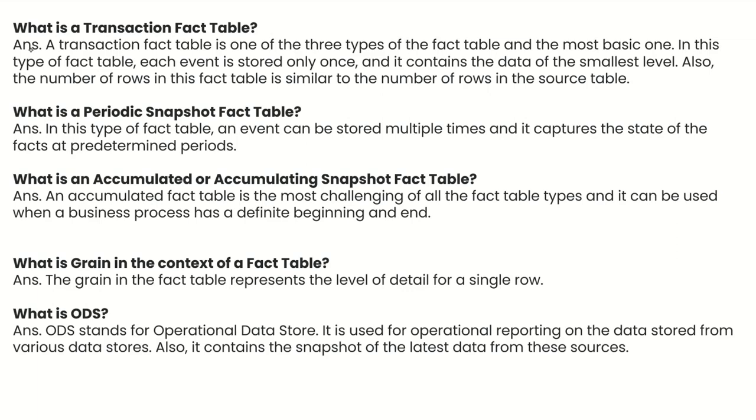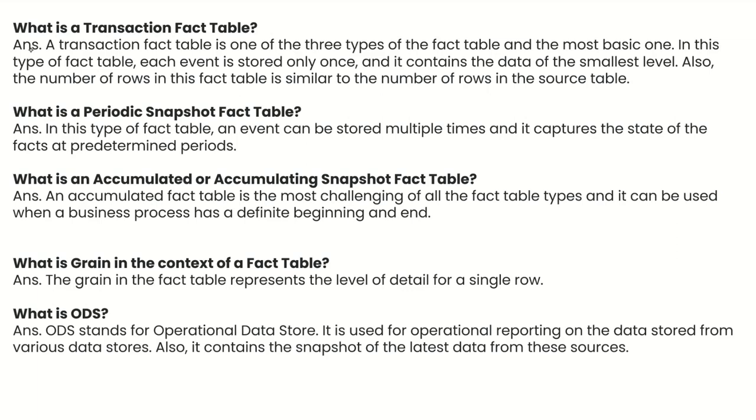And second one is, what is a periodic snapshot fact table? In this type of fact table, an event can be stored multiple times and it captures the state of the facts at predetermined periods. Okay, so next one is, what is an accumulating snapshot fact table? An accumulating fact table is the most challenging of the fact table types, and it can be used when a business process has a definite beginning and end.